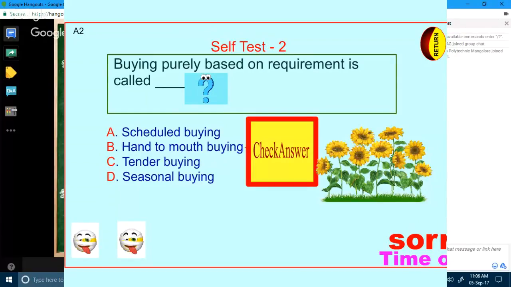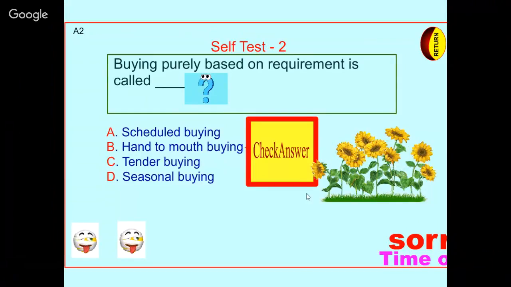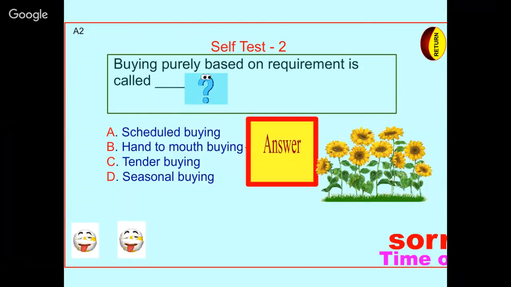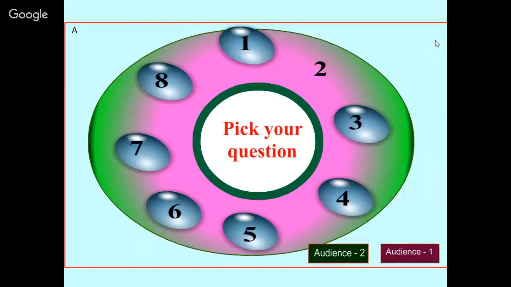Let us now check the answer. The answer is B. That is, buying purely based on requirement is called hand-to-mouth buying. Now only question number 2 is gone. All the remaining questions are available. I request GPT Chitradurga to select their question.